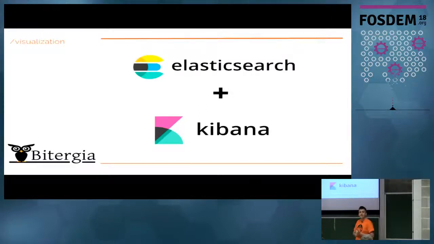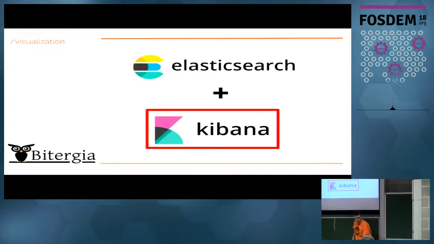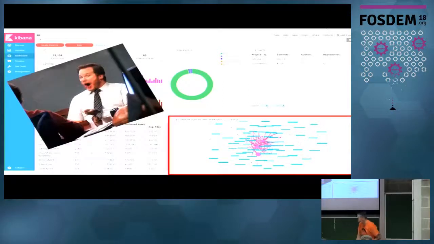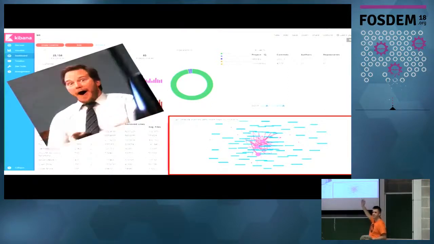Again, Kibiter is a soft fork of Kibana. Well, how many of you know Kibana? Okay, that's good. If you know Kibana, you know that this is the typical dashboard where you can have bar charts, pie charts, tables, line charts, but what's this? Well, it's a network inside Kibana, a network visualization.